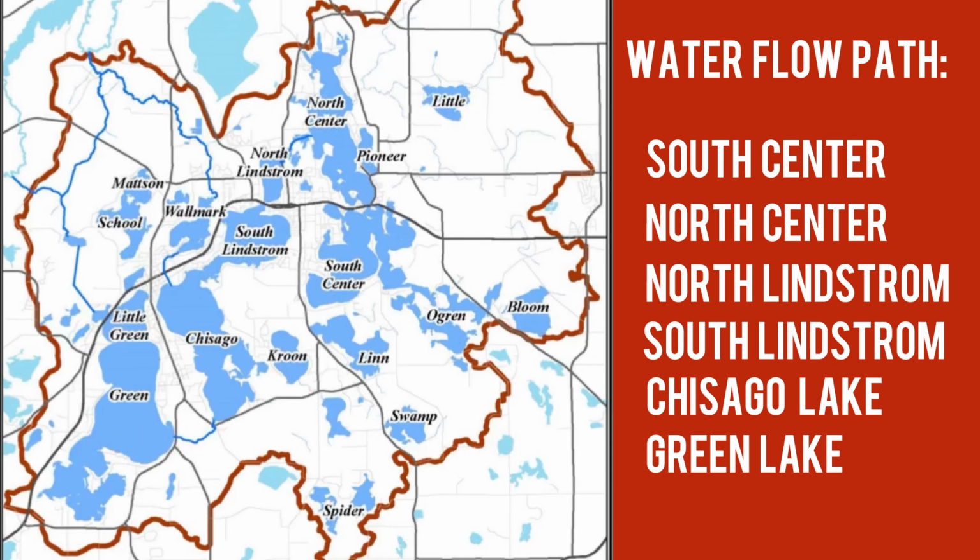The outlet of the channel system is on Lake Ellen, where there's another control point where we can manipulate flow there as well. So South Center, North Center flows through the Chisago lakes into Green, and then out through the north end of the watershed into the Sunrise River, eventually dumping into the St. Croix.